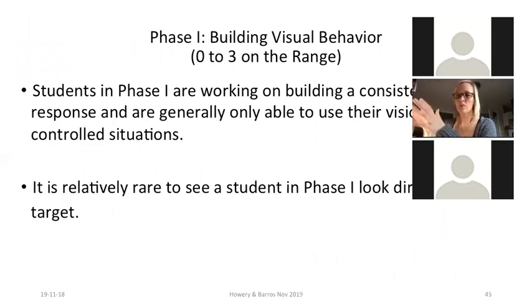And what we're doing there is we're building visual behavior. So students are working on establishing consistent visual response, and they're really only able to use their vision well in a very controlled situation. And it's rare even to see a student in phase 1 look directly at a target. So it's more peripheral vision. So the objects are there and you can tell that the student's aware that the object is there, but there's not necessarily this really good eye to object contact.